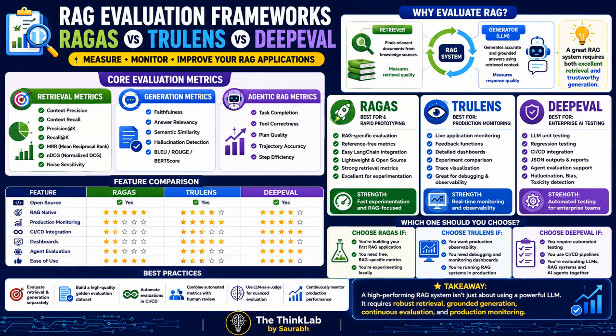At the end of the video, let's summarize. A successful RAG system depends on two things: accurate retrieval and trustworthy generation. Frameworks like RAGAS, TruLens, and DeepEval help to ensure AI systems remain reliable, accurate, and production ready.